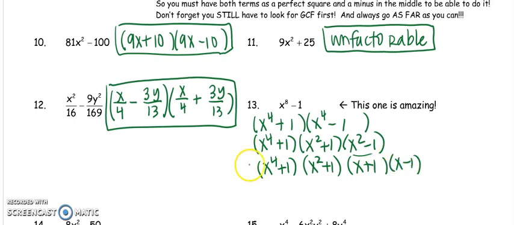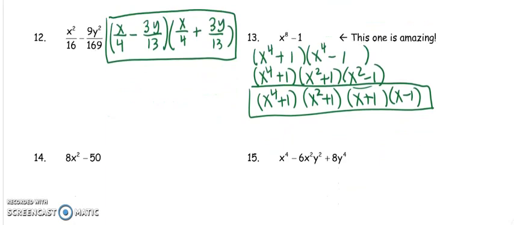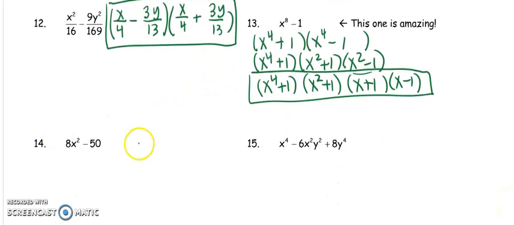This one's crazy and amazing. Alright, just keeps going and going. And then that's as far as you can go, because we can't take the square root of x. This one here, biggest mistake people make, they'll say it's unfactorable, but it's actually factorable.